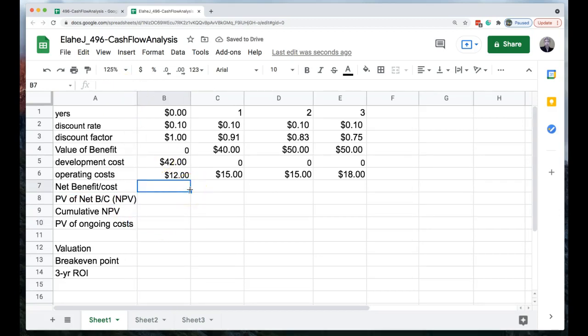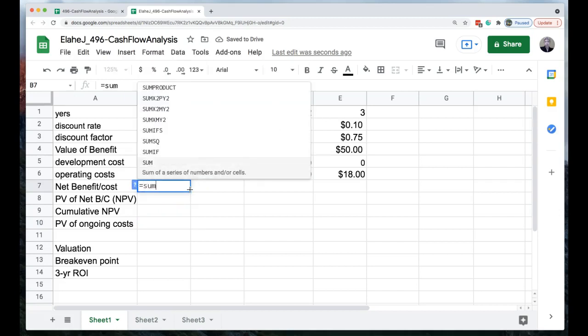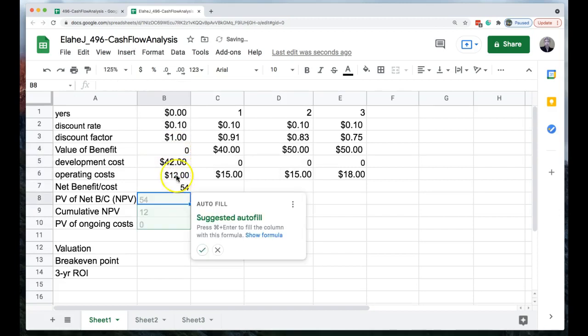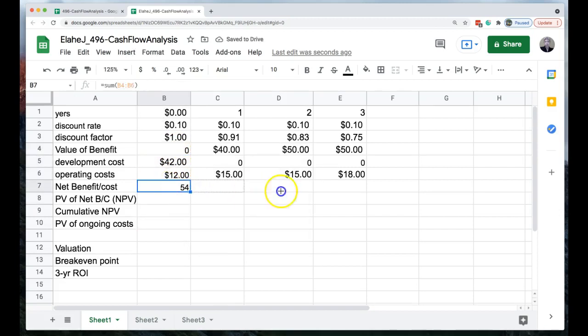Here is putting the three numbers together. So I'm going to do a sum of the three numbers I have, and I'm going to drag it to the right. The formula is applied to the other cells. So these are the values, again making sure everything is dollar.